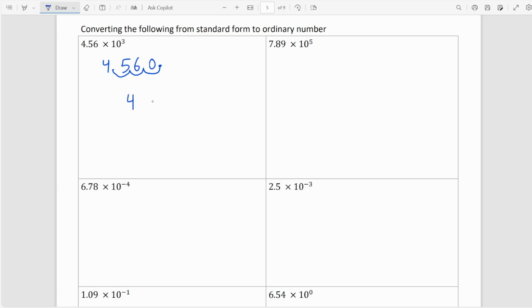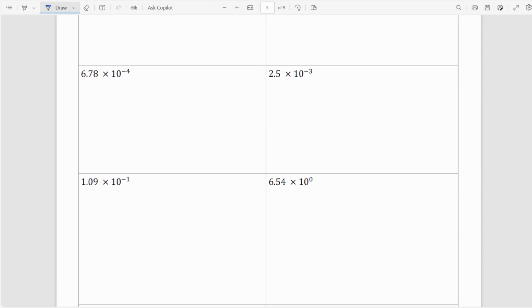So we have 4,560. Right here we have 7.89. I will again move to the right by 1, 2, 3, 4, 5, and put a dot right here. So this is 0, 0, and 0. So it's 789,000. Over here we have 6.78, and the power is negative 4.